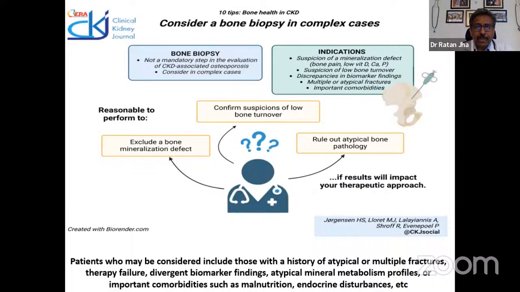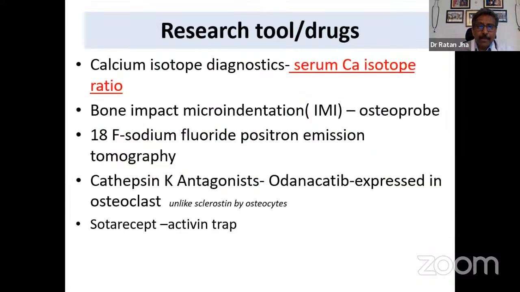Bone biopsy is only considered in complex cases, because it is not freely available. It is said that any person who has a history of atypical and multiple fractures, divergent bone biomarkers, atypical mineral metabolism profile, important comorbidities, malnutrition, endocrine disturbance, and is not improving, could be considered. There are various research tools like calcium isotope diagnostics, bone impact microindentation by OsteoProbe, and positron emission tomography using 18F sodium fluoride, which can be utilized as research tools for bone health.